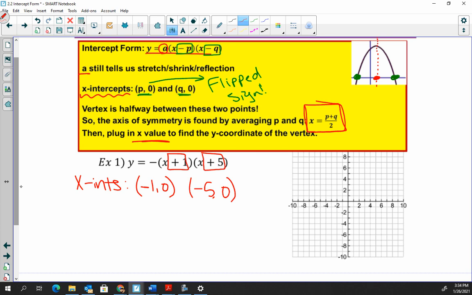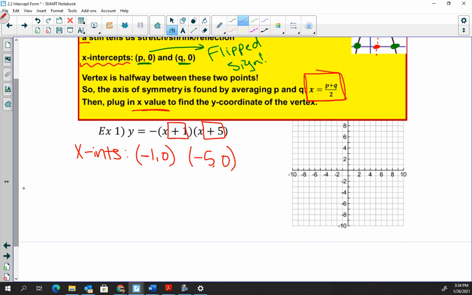Okay? Now that I have my x-intercepts, let's find the vertex and the axis of symmetry. So first, we need to use this equation from up here, right? (p plus q) over 2. That's going to give me my axis of symmetry. So let's think about that. I'm going to find my axis of symmetry. x equals (p plus q) over 2. Well, p and q are negative 1 and negative 5.